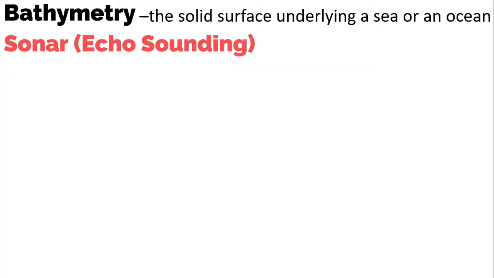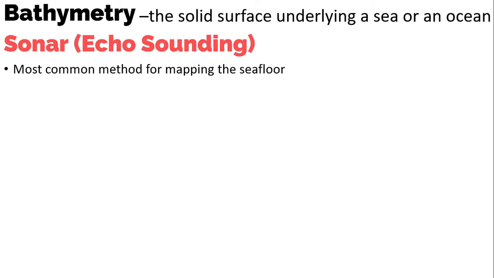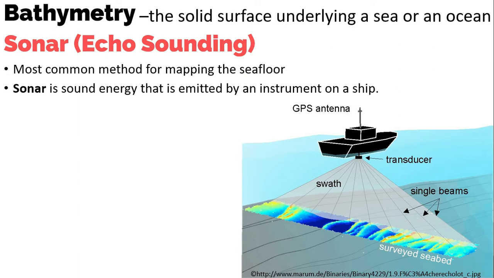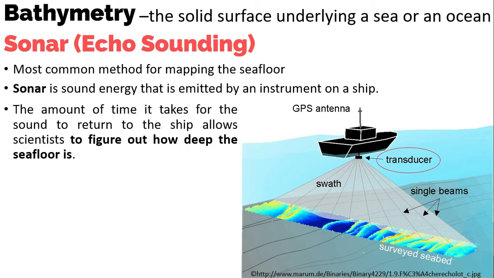Next, we have sonar or echo sounding. This is the most common method for mapping the seafloor. This figure shows a cartoon illustrating how ship-based sonar collects data. Sonar is sound energy that is transmitted by an instrument on a ship called a transducer. It travels through the water, bounces off the seafloor, and returns to the ship where it is recorded. The amount of time it takes for the sound to return to the ship allows scientists to figure out how deep the seafloor is. The area covered by one ping of energy is a thin patch of seafloor called a swath.